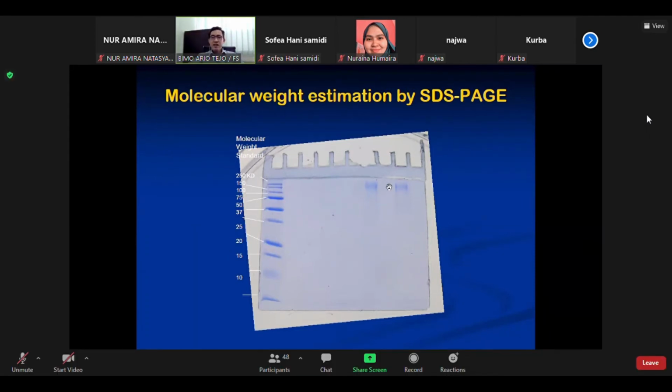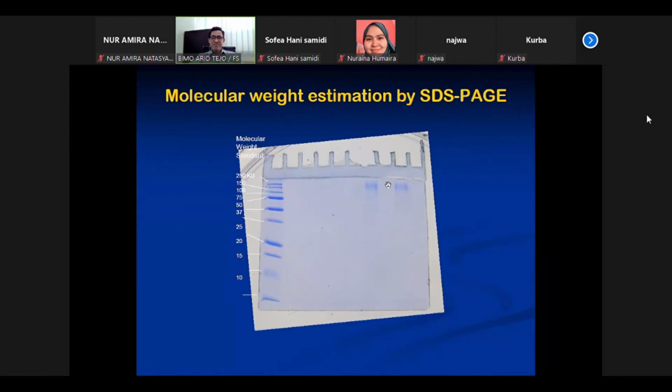Nah, yang kanan nih, yang dua band ini is our sample. So nampaknya dalam sampel ni kita tak banyak protein lah. I think we have only one protein. And the molecular weight is about, what is the molecular weight? Can you estimate the molecular weight of these two bands? You can compare to the marker on the left. Kalau you compare, rasanya berapa dia punya molecular weight?